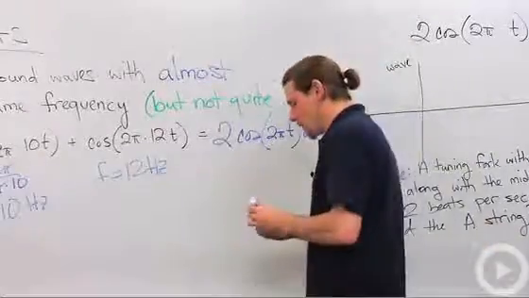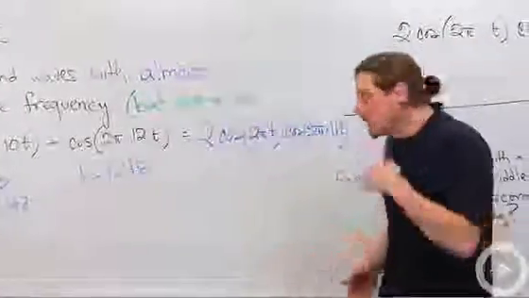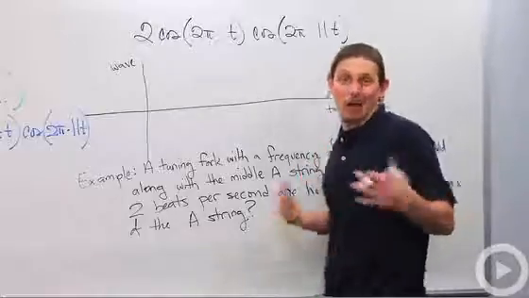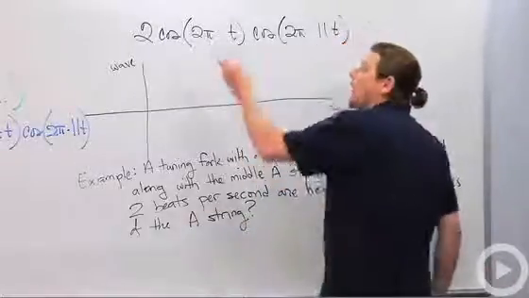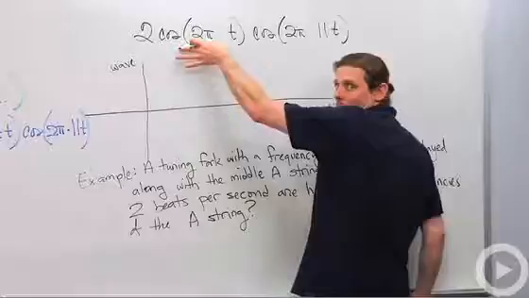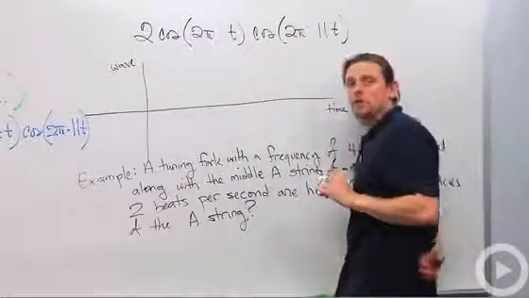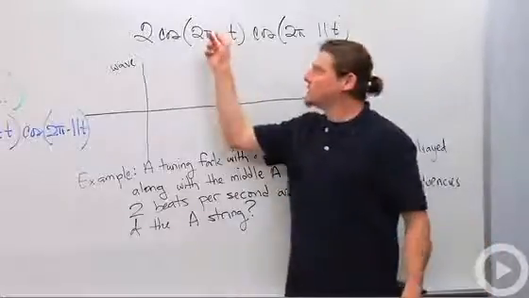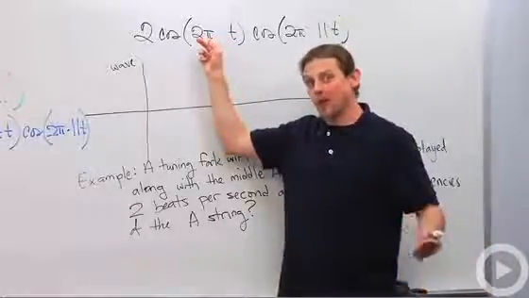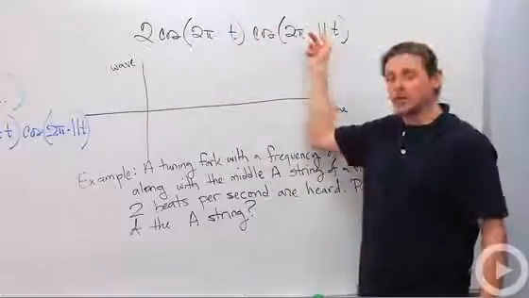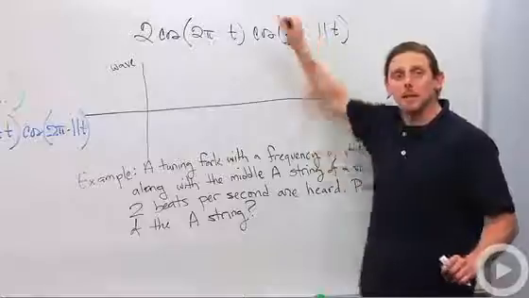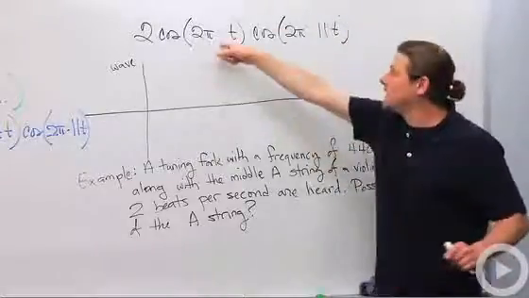All right, so who cares? Why is that useful? Well, let's go ahead and look over here at a graph of this function. Now, I don't want to just give you the graph for free. I want to show you how you get it. All right, so I've got 2 times the cosine of 2 pi t times the cosine of 2 pi times 11t. Now we know that the frequency of this guy is 1 hertz, and the frequency of this guy is 11 hertz. This guy's oscillating much faster than this guy is.